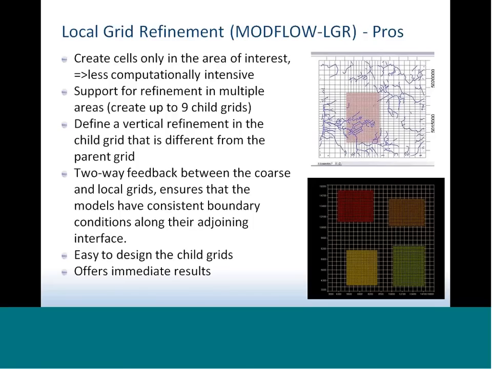You can have vertical refinement in the child grid region that is different from the parent grid, and there's a short illustration that shows that in the next few slides. The key benefit, though, is that there's two-way feedback between the coarse and the local grids, and this ensures that the models have consistent boundary conditions along their joining interface. And this is probably one of the significant benefits of LGR over telescopic mesh refinement. The grids are generally easy to design, and certainly the graphical environment of VModFlex really facilitates that, and also the Modflow LGR results can offer immediate results.